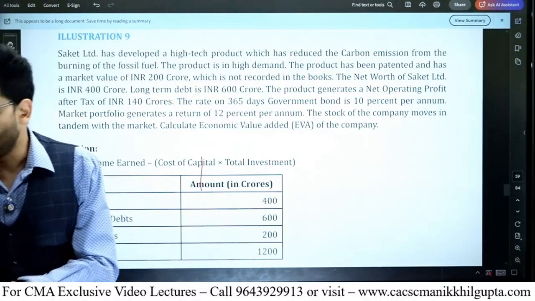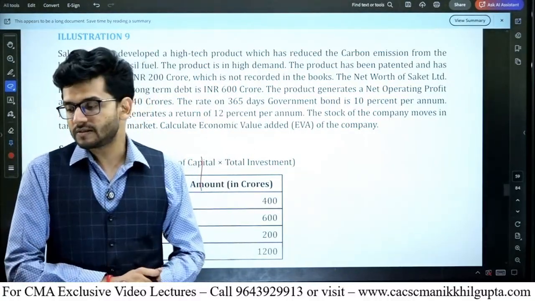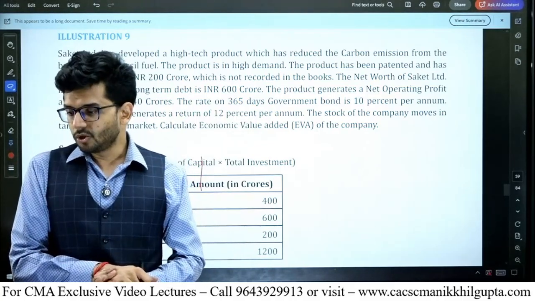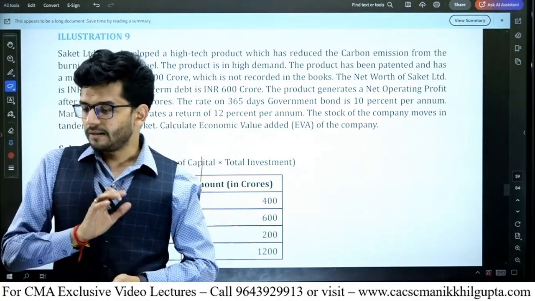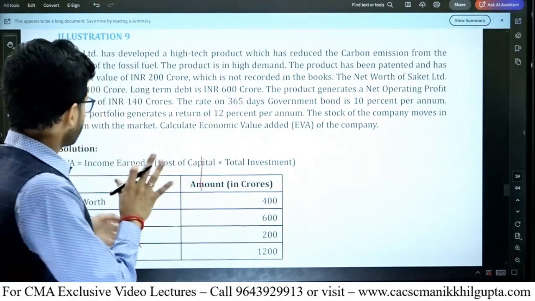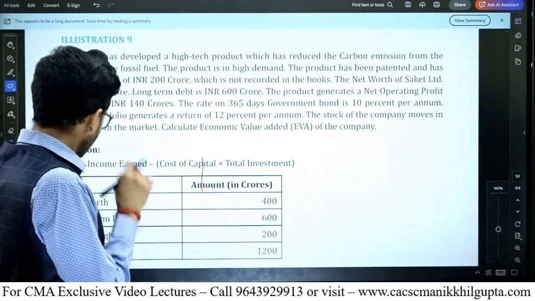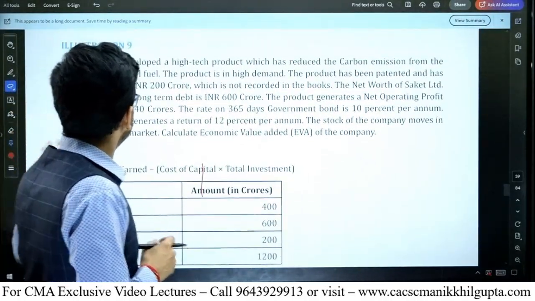Words which are used are complex. Normalized earning, it's a complex word which is new to you, so it's a good way to understand these words as well. Okay, yes, last question of this module, illustration number 19. Only one complex part which I'll be discussing in this particular question.